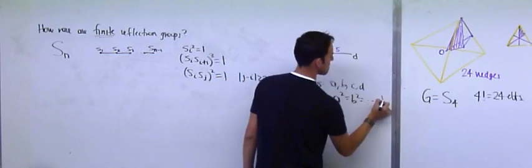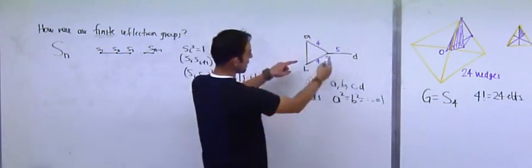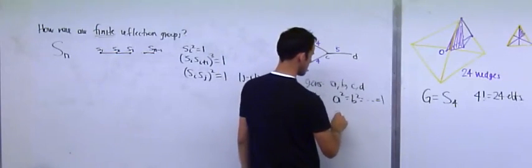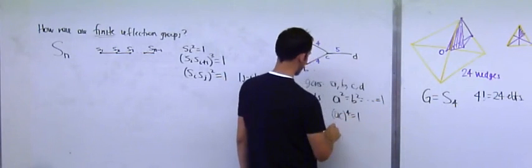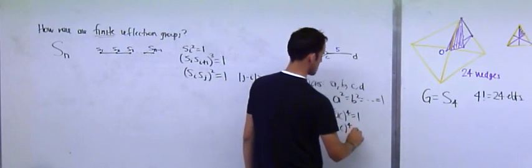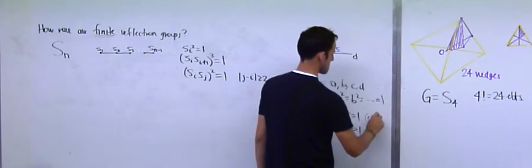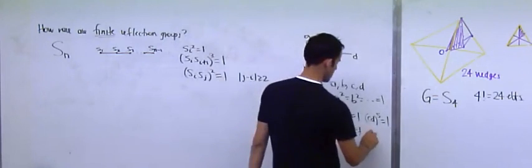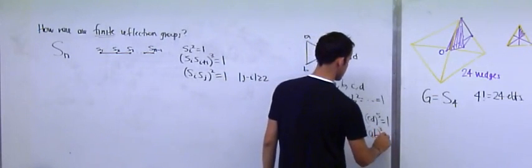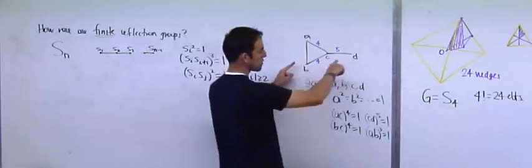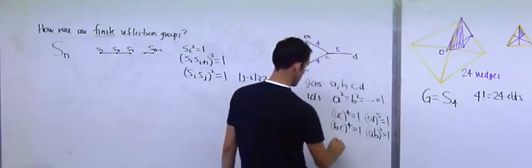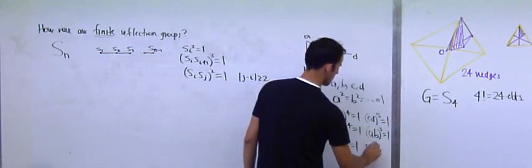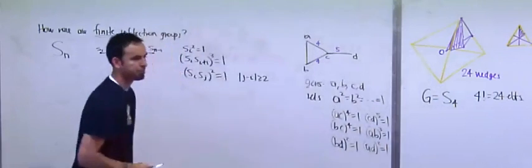Those are all 1. And then for each edge, you have a relation. So for example, AC to the 4th is 1. BC to the 4th is 1. CD to the 5th is 1. If you don't see a label, you assume that's a 3. And if you don't see an edge, you assume that's a 2. BD squared is equal to 1. AD squared is equal to 1.